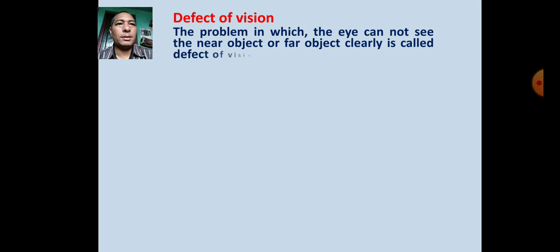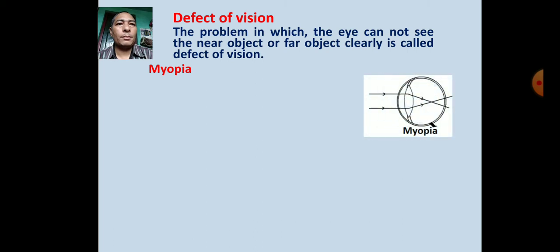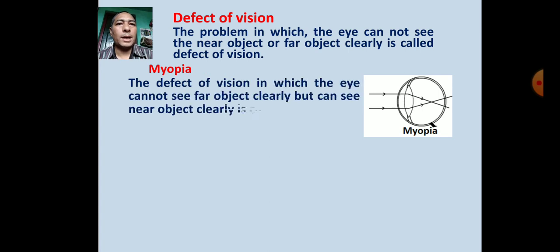Defect of vision. The problem in which the eye cannot see the near object or far object clearly is called defect of vision. Myopia. The defect of vision in which the eye cannot see far object clearly but can see near object clearly is called myopia. It is also called short-sightedness.